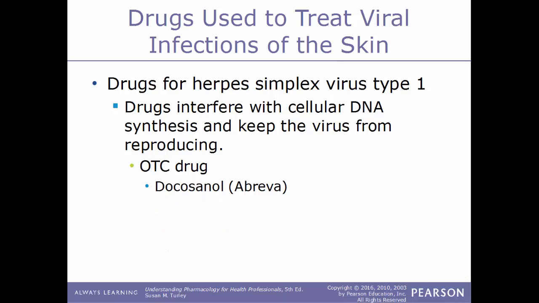An example of an over-the-counter drug used to treat herpes simplex virus type 1 would be docosanol, which is also known by the trade name of Abreva.